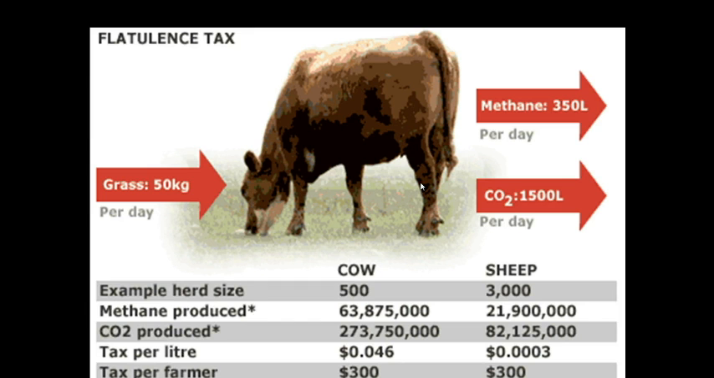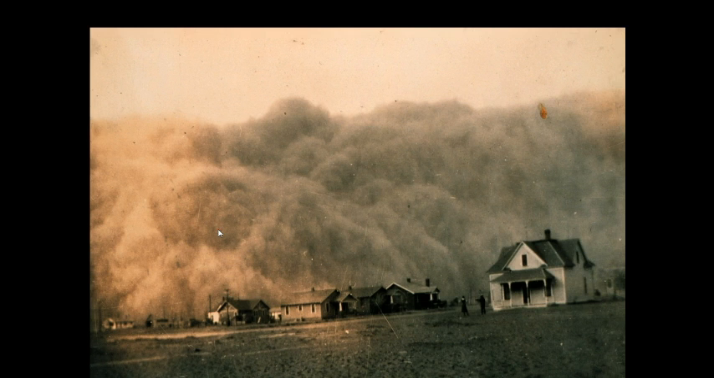More well known is the fact that cows and sheep also produce a fair bit of methane. So this slide was actually looking at charging a tax for the amount of methane produced by their herds. This is a picture from the dust storm in the 1930s.